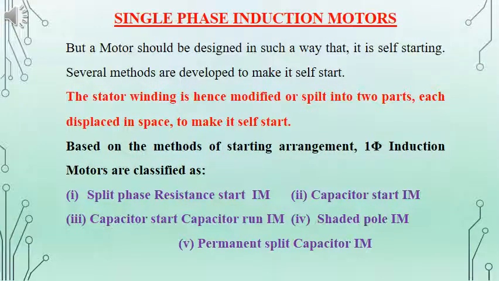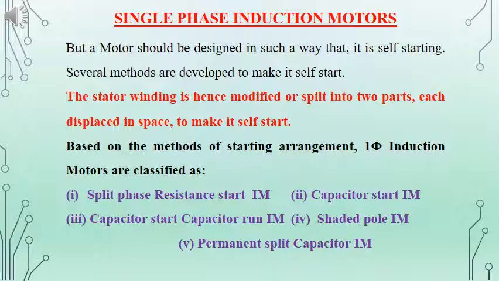So one of the main disadvantages of single-phase induction motors is that they are not self-starting, so they have to be made self-starting. There are several methods used for this. The stator winding is split into two parts and displaced in space, so that the machine is almost similar to a two-phase machine for starting, and in running condition it can be made single phase.